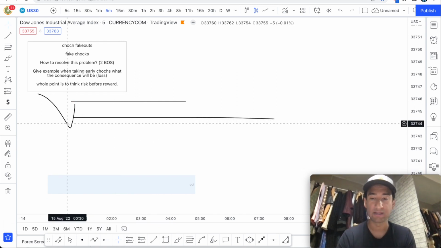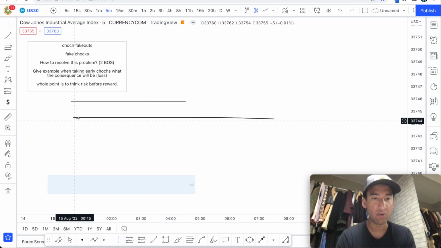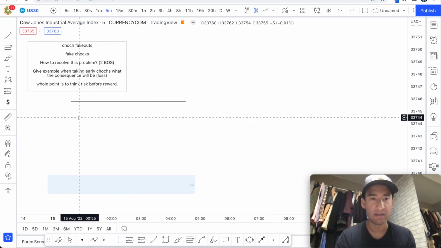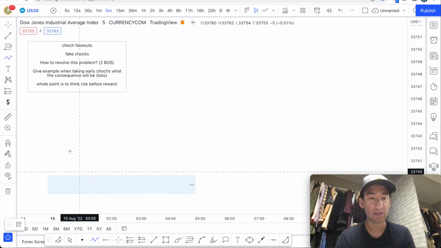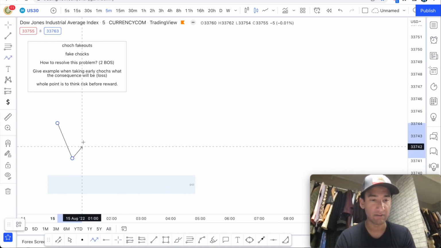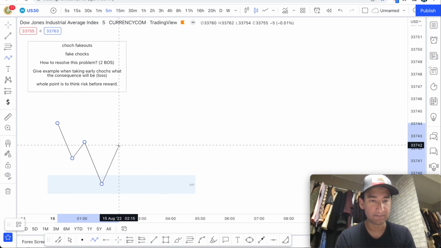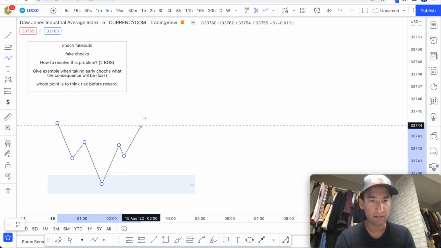So this is why I'm telling you guys that it's very dangerous to trade Chochs sometimes if you don't understand what is happening, right? And we can always avoid these messes by simply waiting for those two breaks of structure, like I was giving to you guys, like this, for example. Something like this, like that.